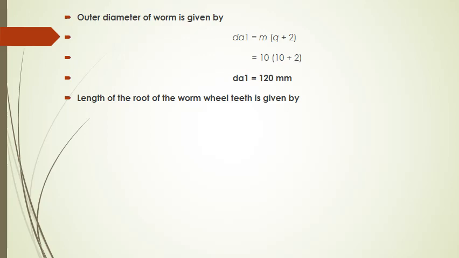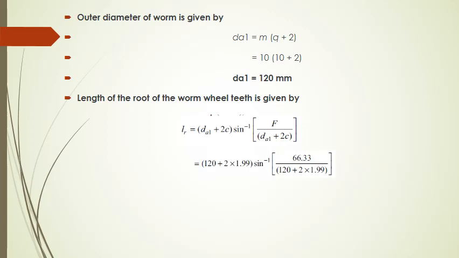Length of the root of the worm wheel teeth is given by LR is equal to dA1 plus 2C into sine inverse of F divided by dA1 plus 2C. Therefore, substituting the values, LR is equal to 120 plus 2 into 1.99 into sine inverse of 66.33 divided by 120 plus 2 into 1.99. Therefore, LR we are getting it as 69.988 mm.